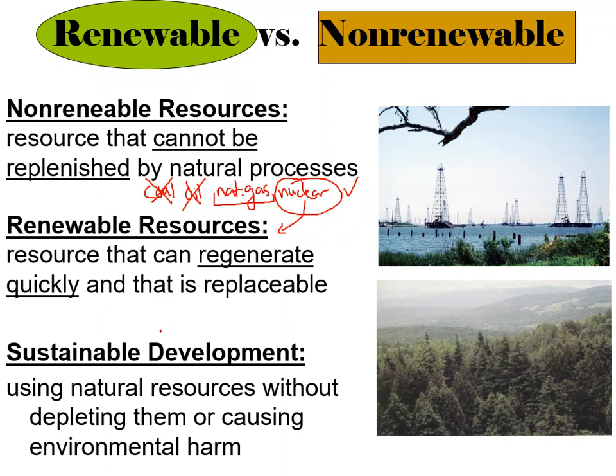For renewables, though, that's going to be things like wind, solar, hydropower, geothermal, forestry, right, trees. These are all resources that can be quickly regenerated and used by us repeatedly in our own lifetimes, and they don't run out.